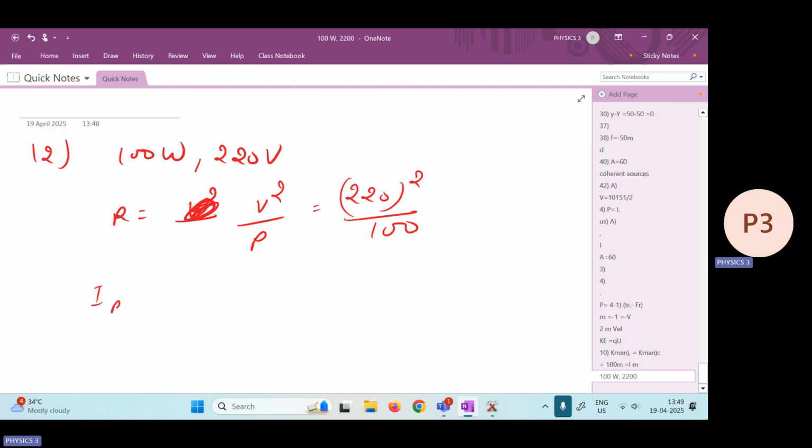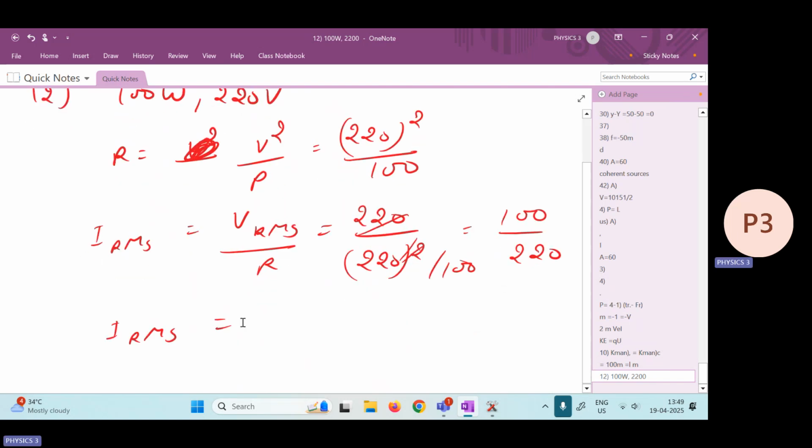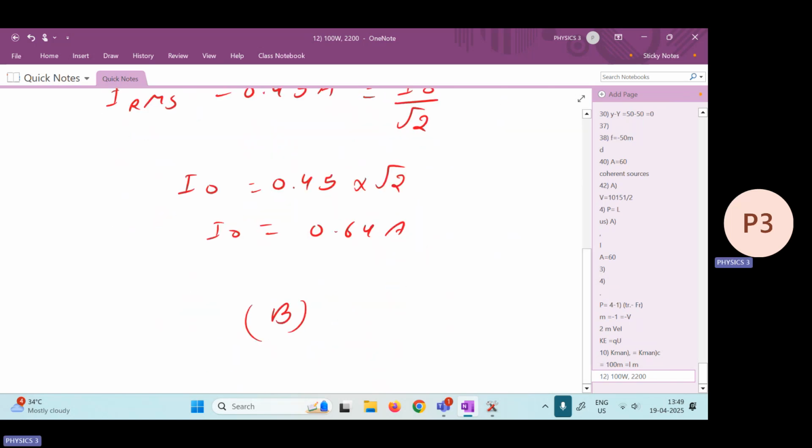And I RMS we can write as V RMS upon R. So V RMS we are given is 220 upon R, which is 220 square upon 100. So this got cancelled out. So that will be 100 by 220. So I RMS comes out to be approximately 0.45 ampere. That we can write as I naught by root 2, as we have been asked peak current. So I naught will be 0.45 into root 2. If you solve this, then you will get approximately 0.64 ampere. So option B is absolutely true in this situation. Got it? Now let's go to the next question.